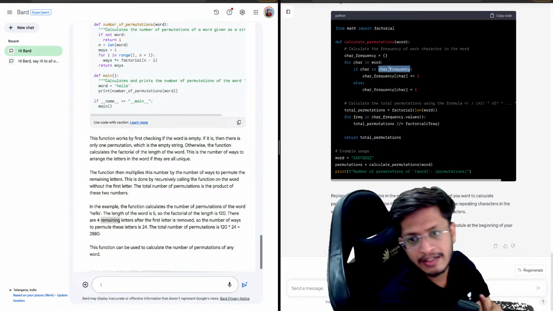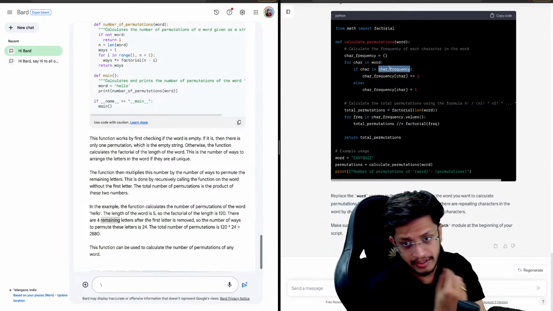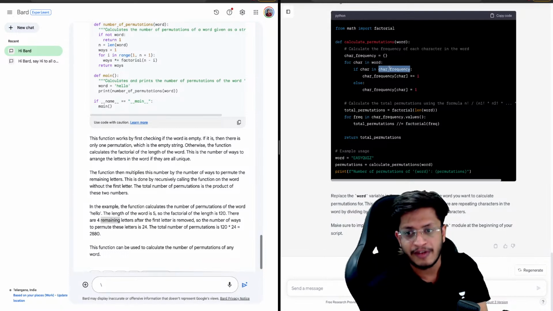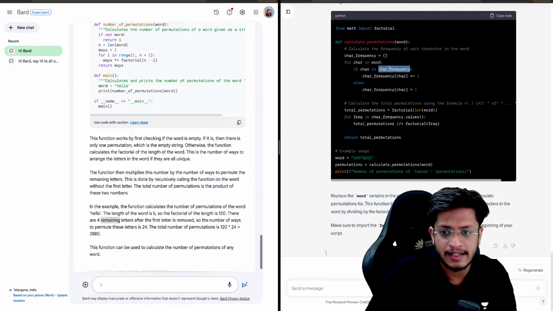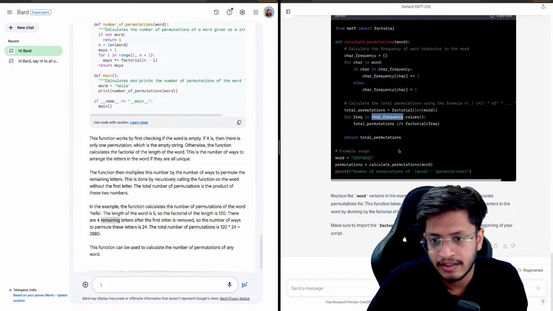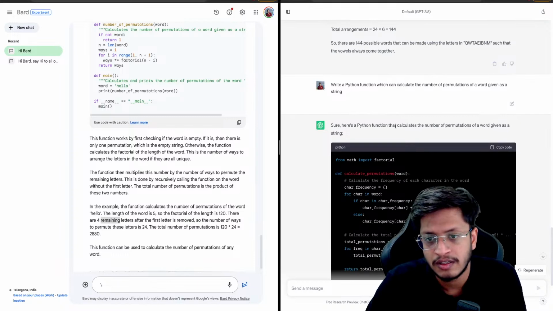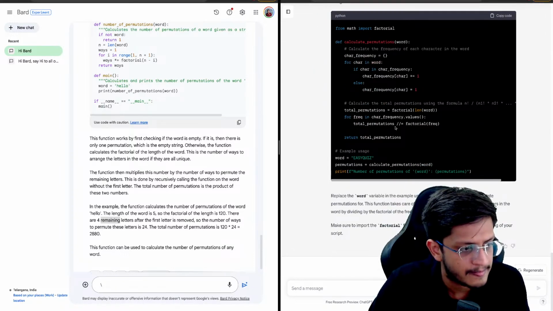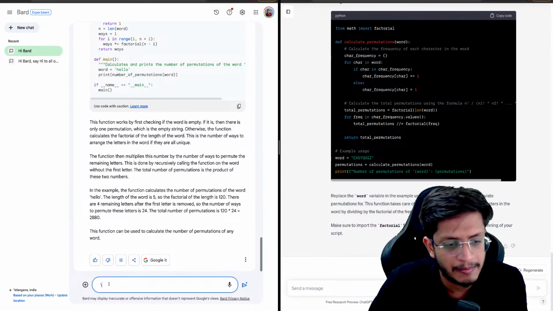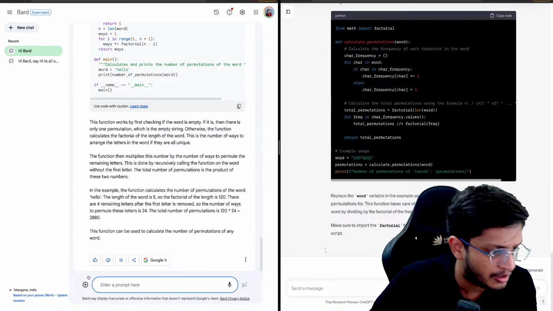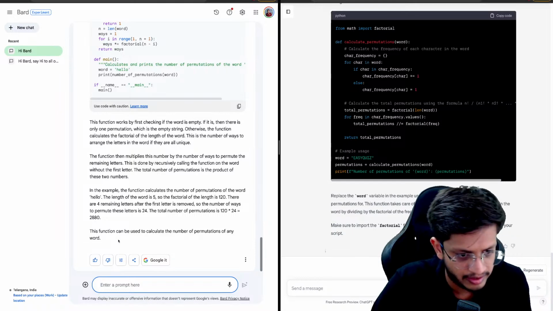Okay. So it's first counting the frequency of every character, then the total number of permutations is factorial of the length of the word upon factorial of every frequency, which is correct. This is correct. This is correct. Okay, so yep. The main point here was that you need to be very careful before using any of it.